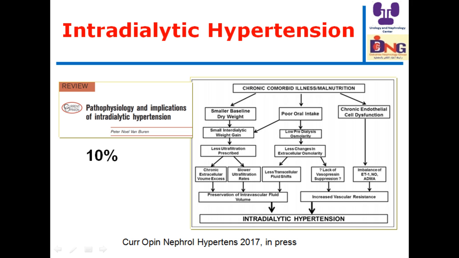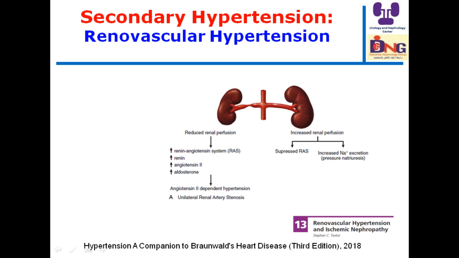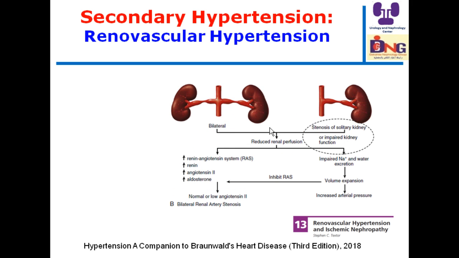Let us go to the interesting data about renovascular hypertension. Renovascular hypertension can be unilateral. If it occurs unilateral, on this side you can find an increased renin-angiotensin system. However, the RAS is suppressed in the contralateral non-stenotic kidney with increased sodium excretion, so there is no volume expansion. So unilateral renal artery stenosis is a model of renin-induced hypertension. But if we look at the bilateral model or solitary kidney renal artery stenosis, at the end there is increasing volume expansion, so it is volume dependent hypertension.